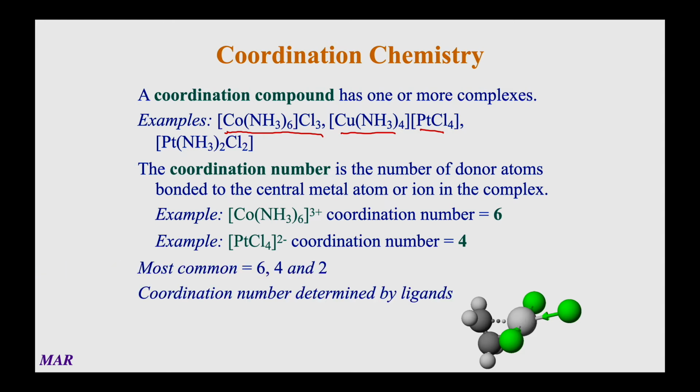Most common definitely are 6, 4, sometimes 2. You can have different numbers. You can have bigger than 6, especially with lanthanides and actinides. But most of the time for transition metals, 6 and 4 are very common, and sometimes 2.